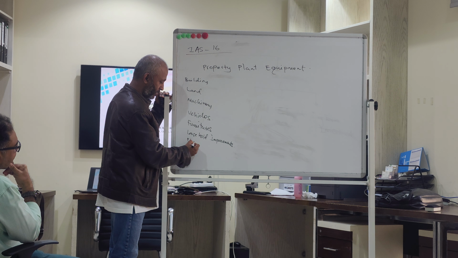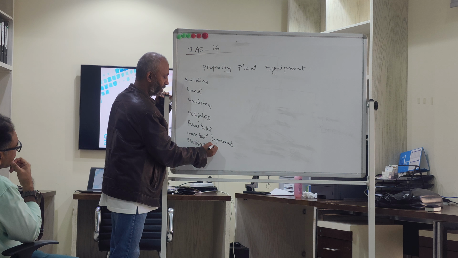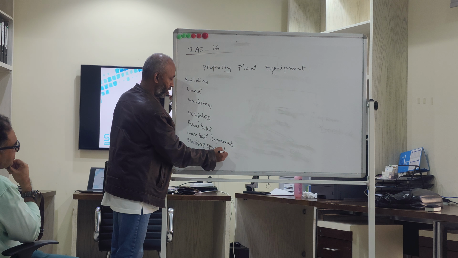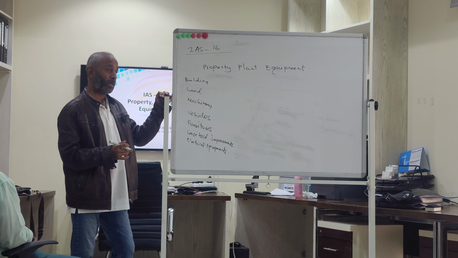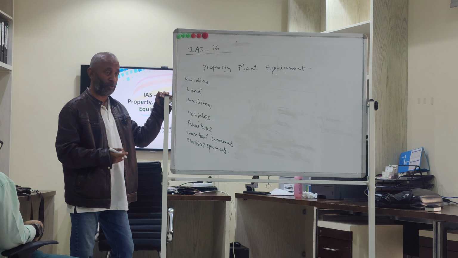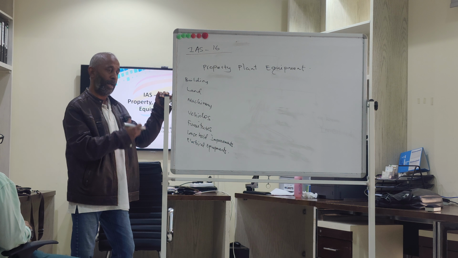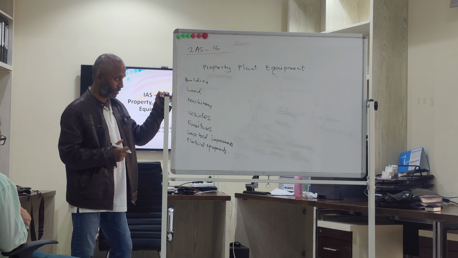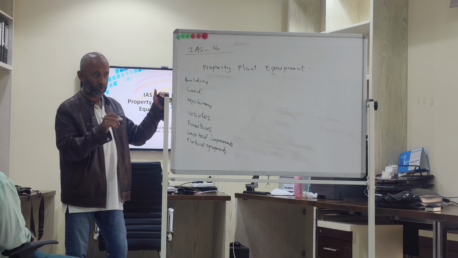Electrical equipment. Okay, I will categorize like this. So now we know some examples. We have to relate this to the definition that I told you. For the purpose of production of goods and rendering services. Machinery I will use for the purpose of production of goods.